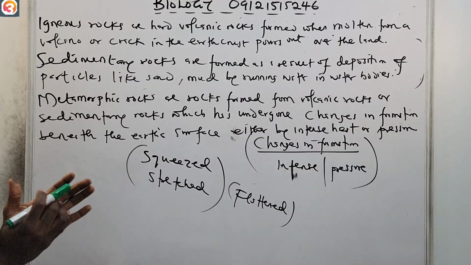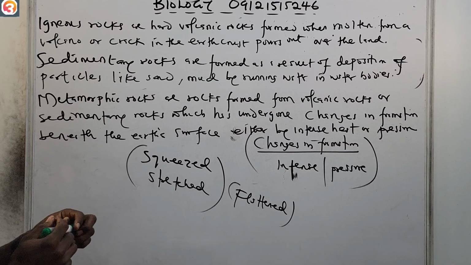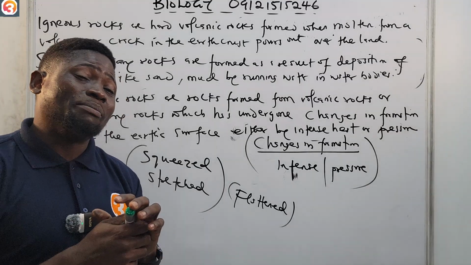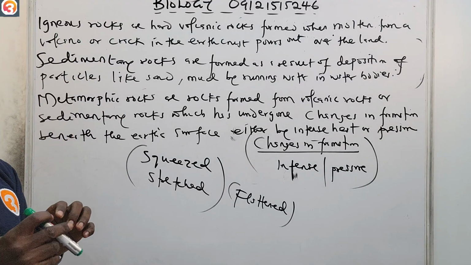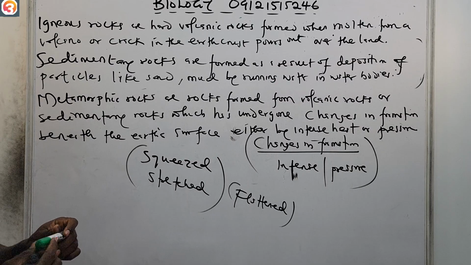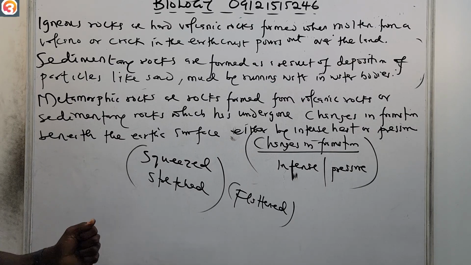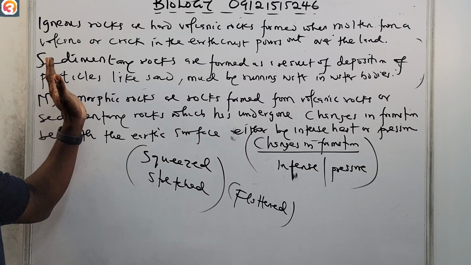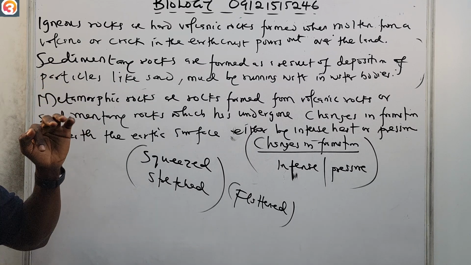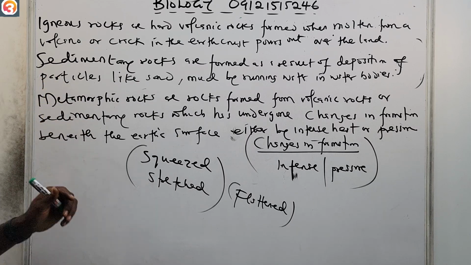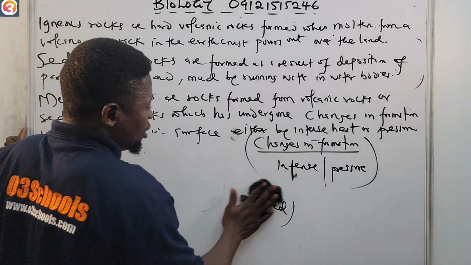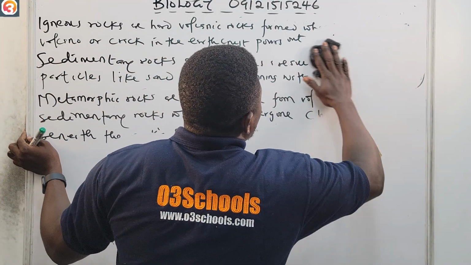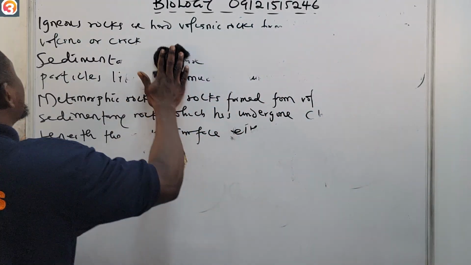So metamorphic rocks are rocks formed from volcanic rocks or sedimentary rocks which have undergone changes in formation beneath the earth surface, either by intense heat or pressure. The rocks here become squeezed, stretched, so that they can be flattened. Now, these are the three major types of rocks that are formed. Now, let us quickly talk about weathering, the types of weathering that we have.